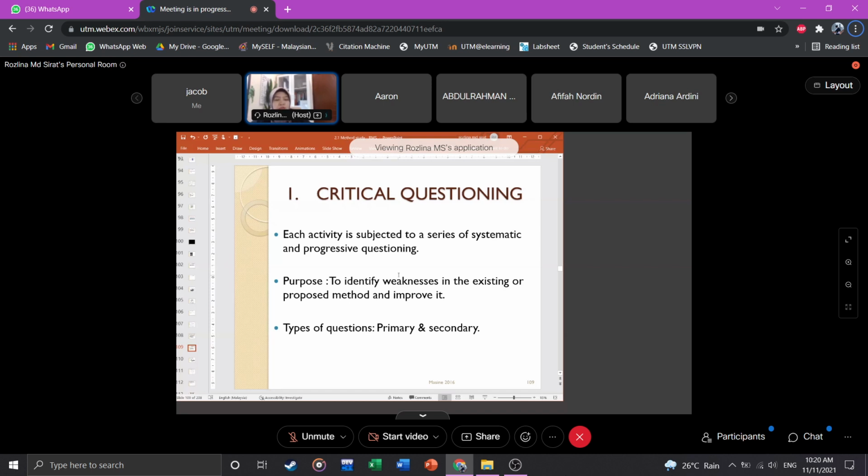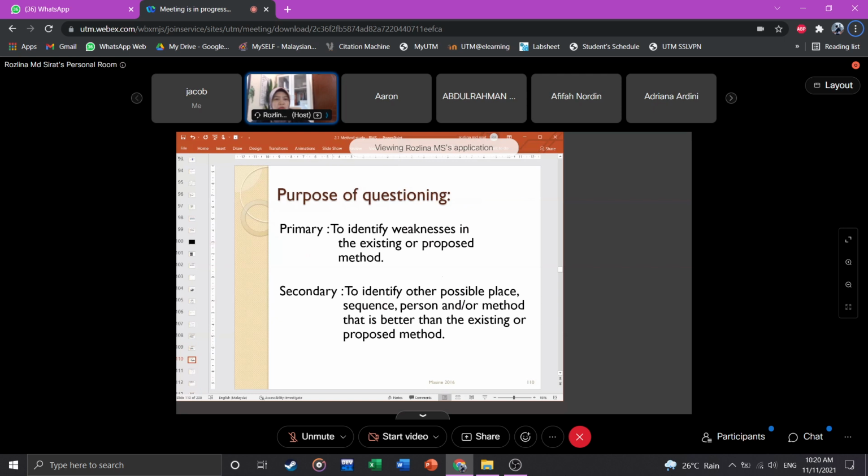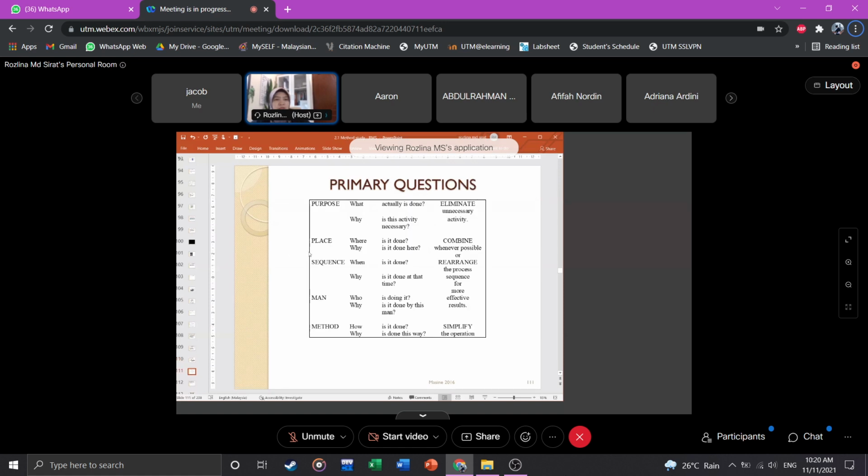So you have to ask the question. Okay, types of question, maybe primary or secondary. Primary is to identify the weaknesses. Secondary is to identify other possible place, sequence, person or method that is better than the existing or proposed method. So maybe there are options, there are suggestions.